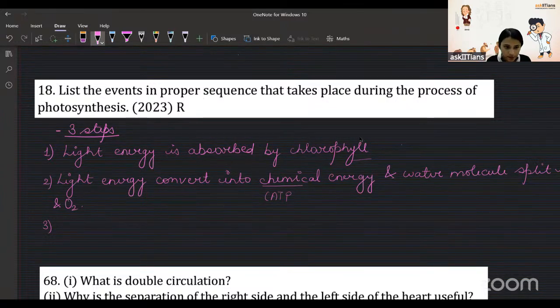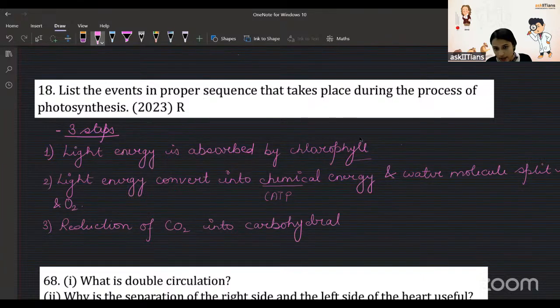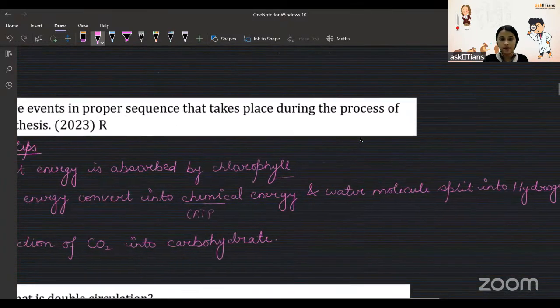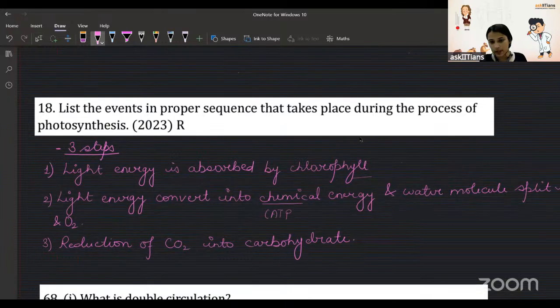So here, what will happen? Reduction of carbon dioxide into carbohydrate. And for this, energy is required, okay? And that energy is produced in your second step, okay? So these are the three steps which take place at the time of photosynthesis, okay?